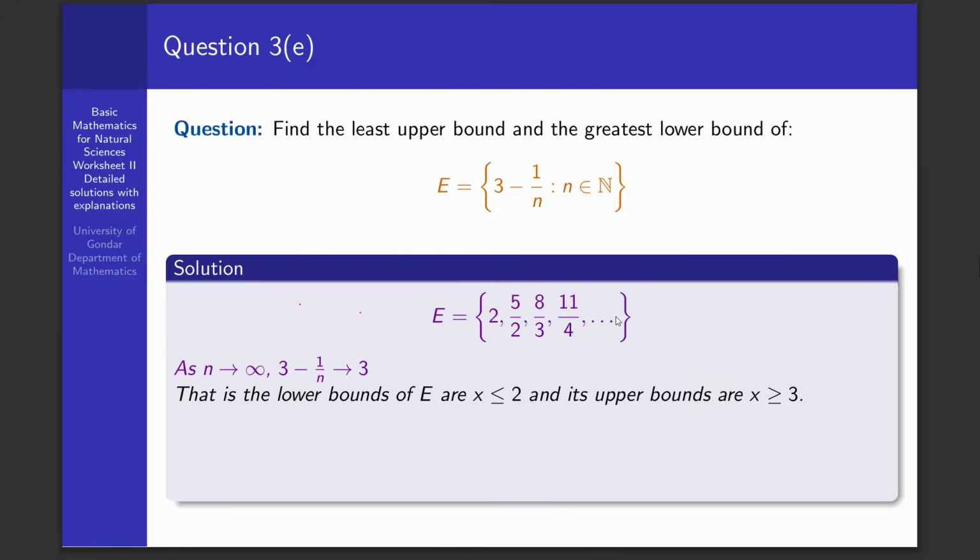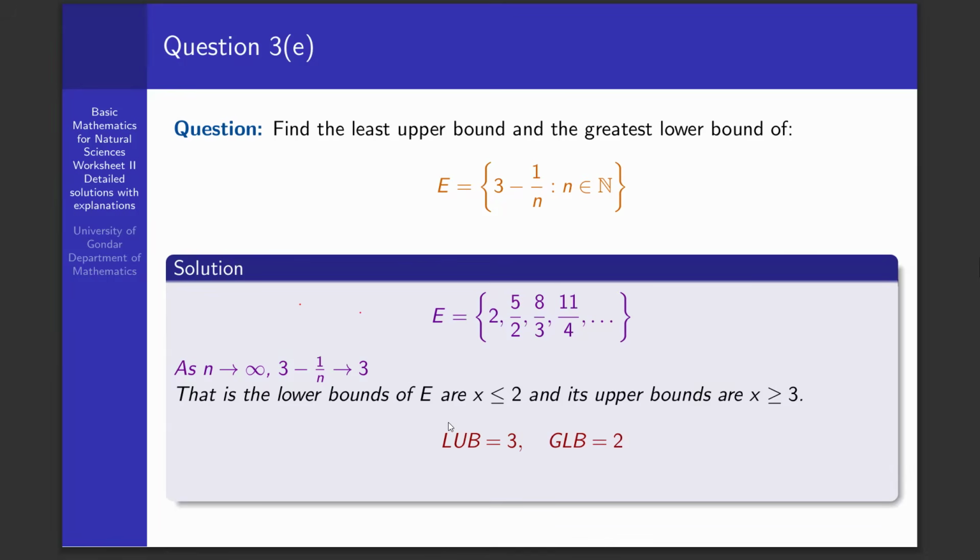Therefore, a lower bound of this set, set A, is a real number which is less than or equal to every element of this set, so x less than or equal to 2, and the upper bounds will be the set containing x greater than or equal to 3. Since this set has both an upper bound and a lower bound, it will have its own least upper bound and greatest lower bound.